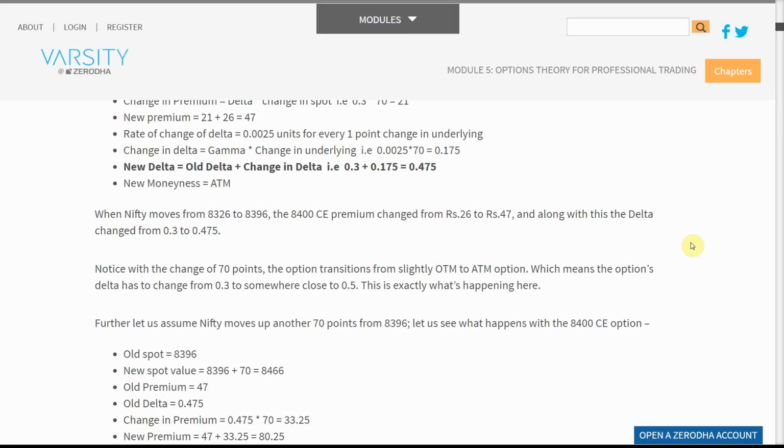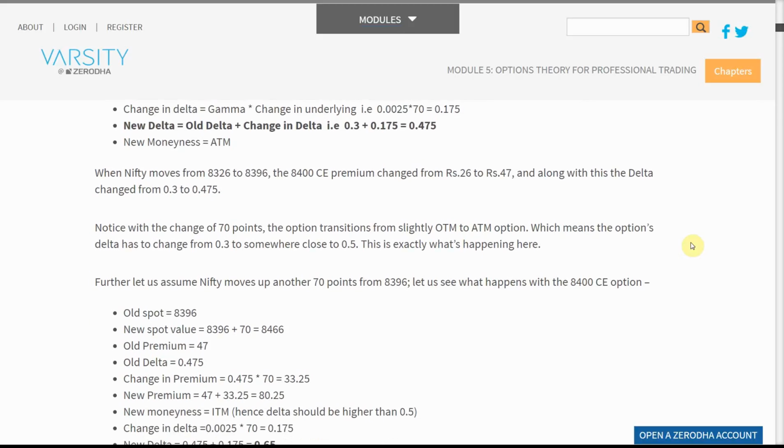New moneyness equals ATM. When Nifty moves from 8,326 to 8,396, the 8400 CE premium changed from 26 rupees to 47 rupees.